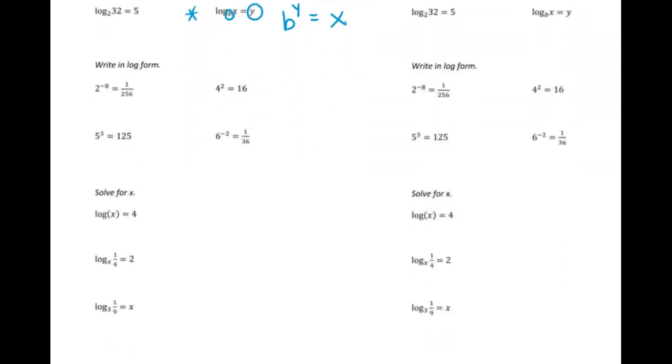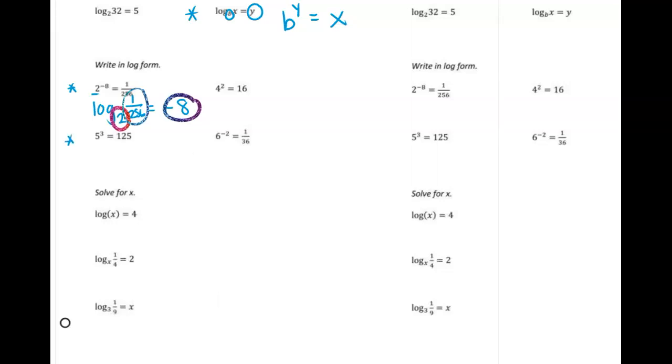Now log form. So for this one here, log, our base is right here, 2, our exponent always goes over here, so 1 over 256 is here. And then honestly, when I look back at it, I think, okay, 2 to the negative 8th, 1 over 256, good. I usually kind of check it going the other way.